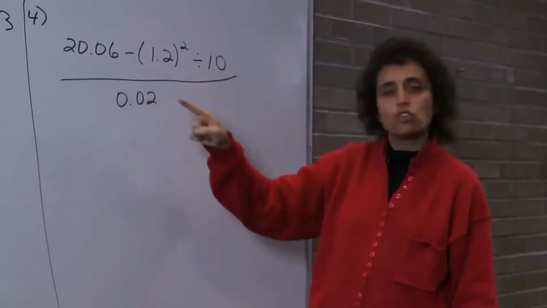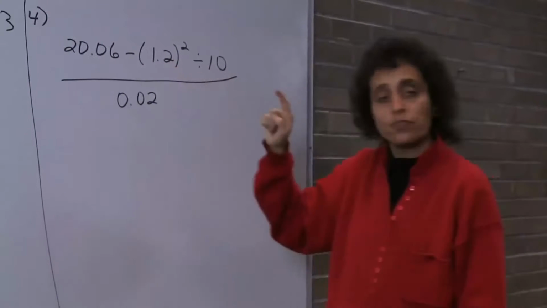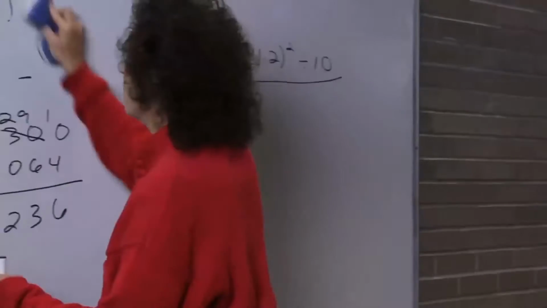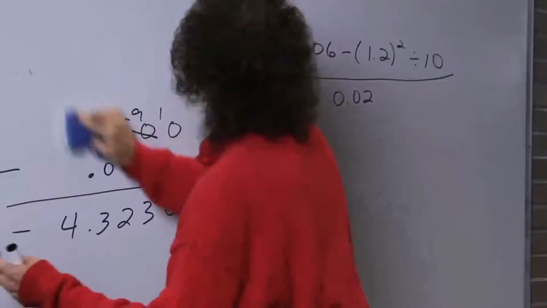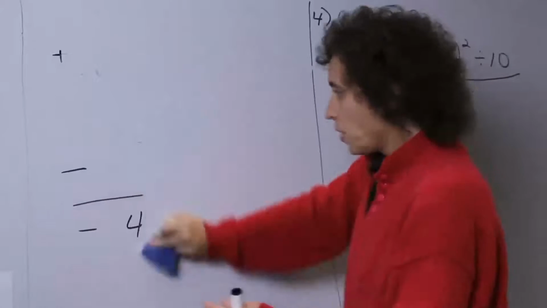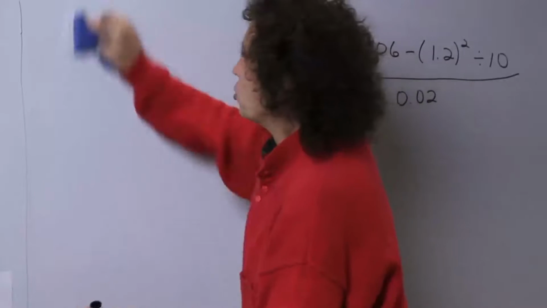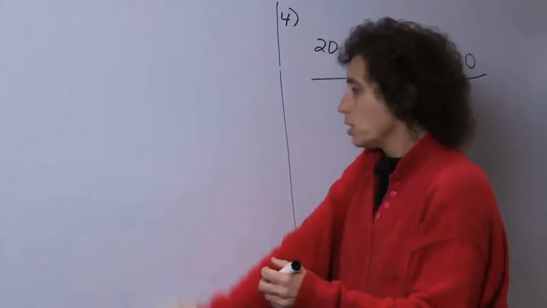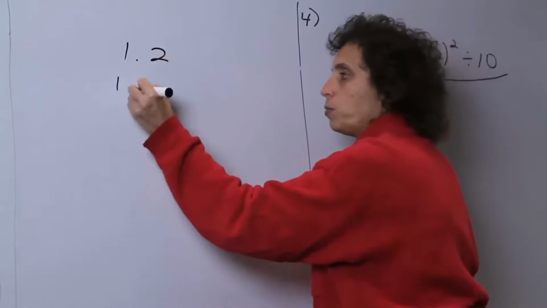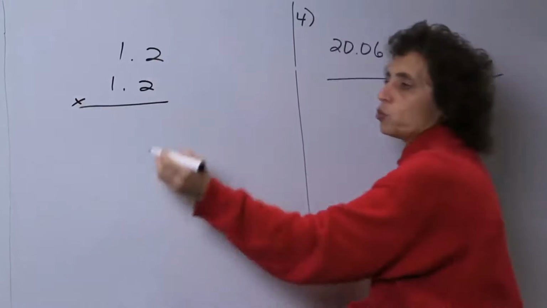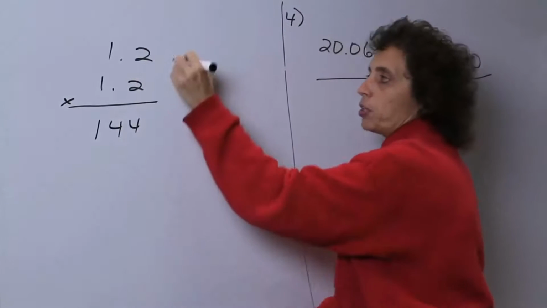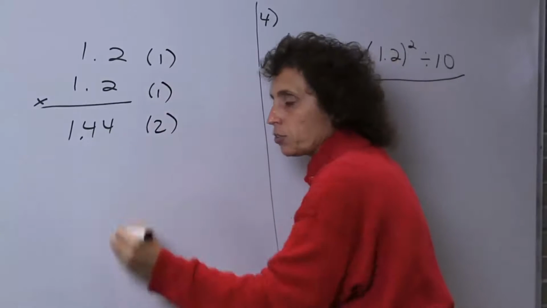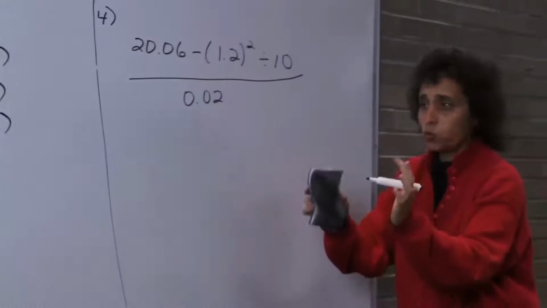Looking on top, there is no parentheses. Remember, that's not considered parentheses because there's nothing to do inside. So I'm going to erase this. I'm going to come over here and do some work. I'm going to take 1.2 and square it. That's really kind of easy because that's just 12 times 12, right? It's 1.2 times 1.2. And we know 12 times 12 is 144. But it's one place in here, one place in here, so it's got to be two places in my answer. So it's 1.44.